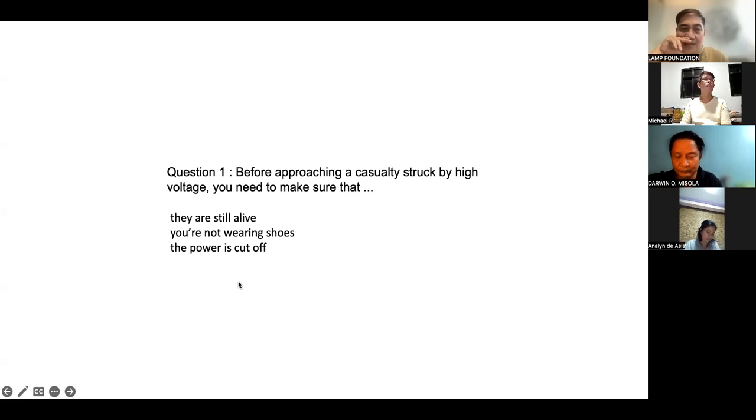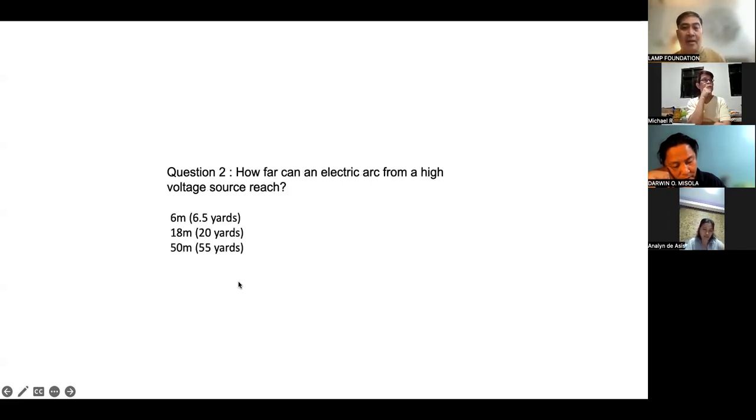Before approaching a casualty struck by high voltage, you need to make sure to assess the risk. Before approaching a casualty struck by high voltage, anong dapat mong siguraduhin? Before approaching a casualty struck by high voltage, you need to make sure that the power is cut off. Good. How far can an electric arc from a high voltage source reach?